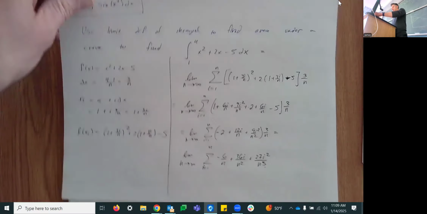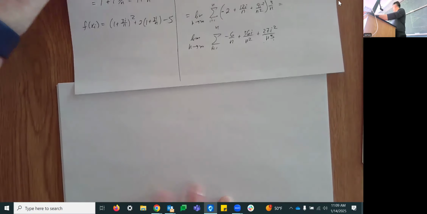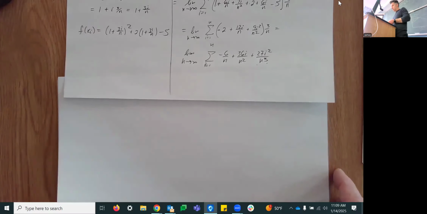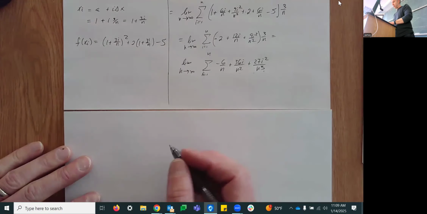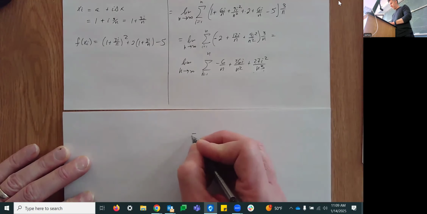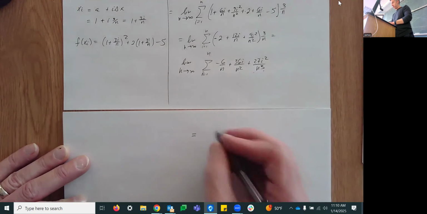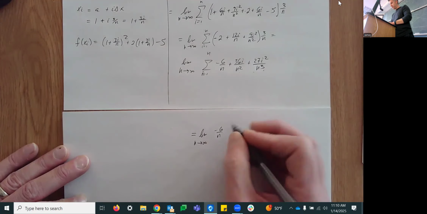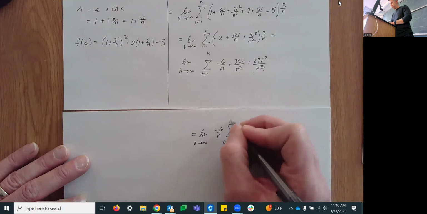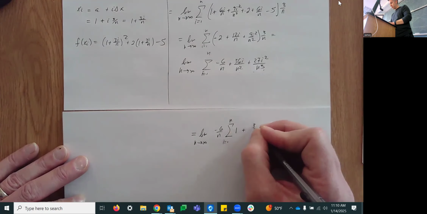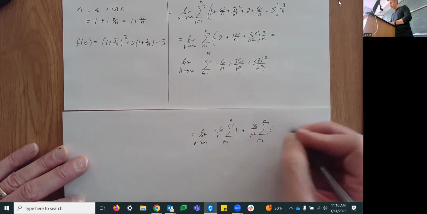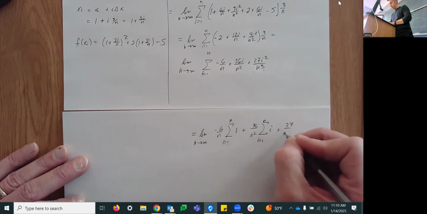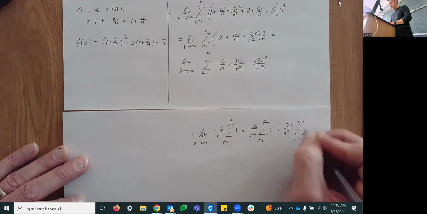Good. Now we break this up into 3 summations, or however many things you have added or subtracted together. In this case, 3. And I really think you can do this in 1 step. I'll do it in 1 and then I'll backtrack and do it in 2. So the final step for breaking this up, I would say, is you're going to have the following. The limit as n goes to infinity of negative 6 over n times the sum from i equals 1 to n of 1 plus 36 over n squared times the sum from i equals 1 to n of i plus 27 over n cubed times the sum from i equals 1 to n of i squared.